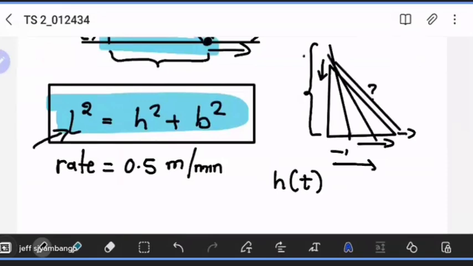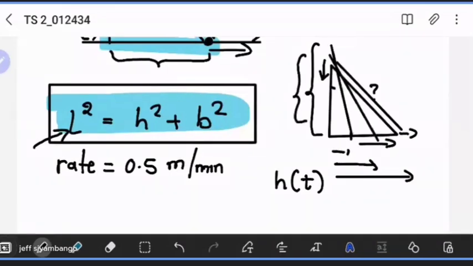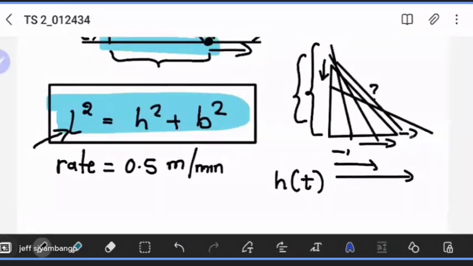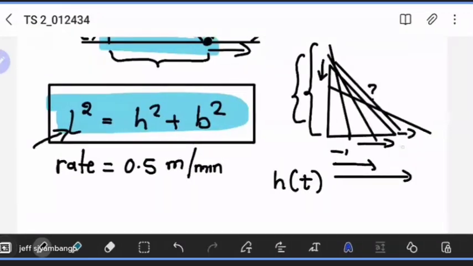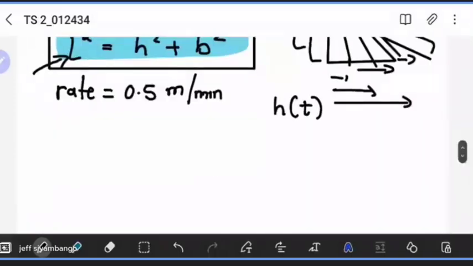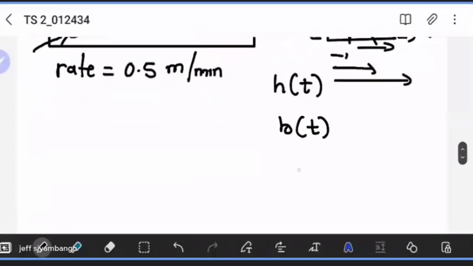The height would have reduced. And the more we pull, the longer we pull, the height keeps reducing. And as the height reduces, the base keeps increasing. So one is reducing, one is increasing. This is basically what is happening. But throughout, the length of the ladder L remains constant. So H depends on time. The base depends on time as well. But L does not depend on time.